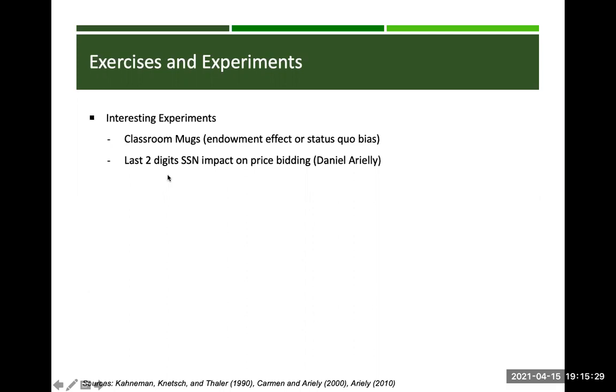Daniel Ariely did an experiment with the last two digits of your social security number. For those of you who are study abroad students, a social security number is just an identification number. The last two digits are random. There are some meanings to other digits, like the first few digits, but the last ones are truly random. So he said, write on a piece of paper, at the very top, your name and the last two digits of your social security number, only the last two.